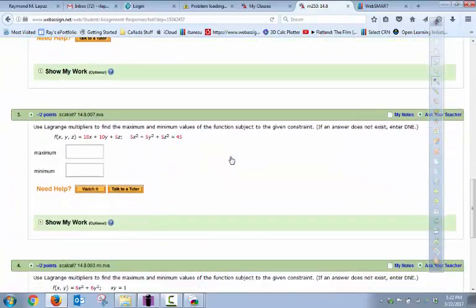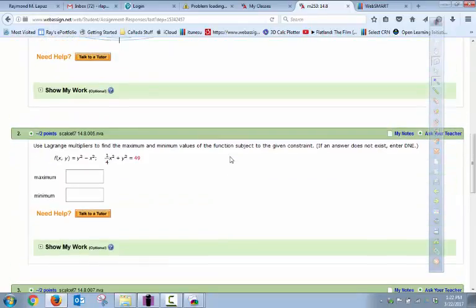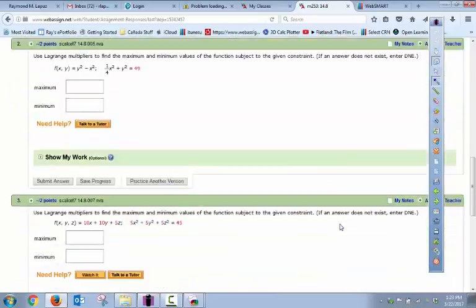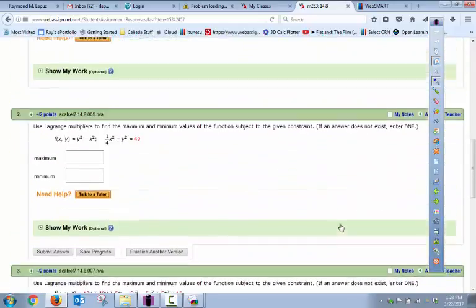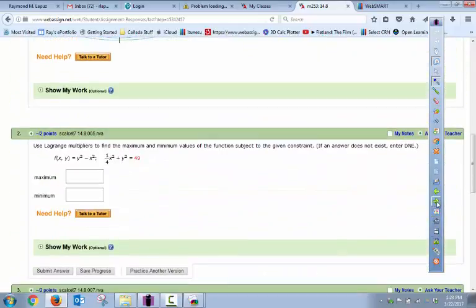Let's do one of them. Let's do number 2. So here they're looking for a maximum and minimum value. So they must be looking for a number here. I guess they're looking for maximum and minimum value for all of them.